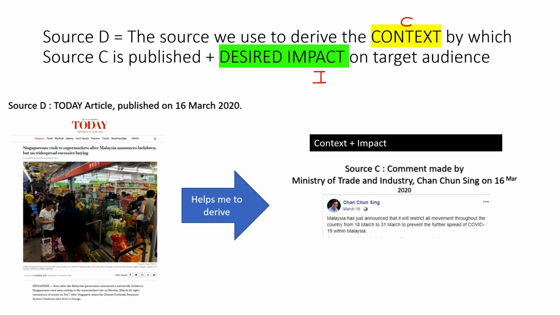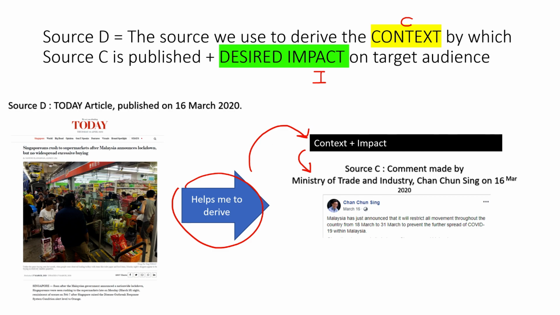Then I read source D. Source D tells me that prior to the minister's speech, Malaysia actually announced a lockdown, and Singaporeans immediately rushed to the supermarkets, basically to stockpile on their essentials. So having read source D, what source D does is that it helps me to better understand the context by which Minister Chan Chun Sing in source C would make his speech.